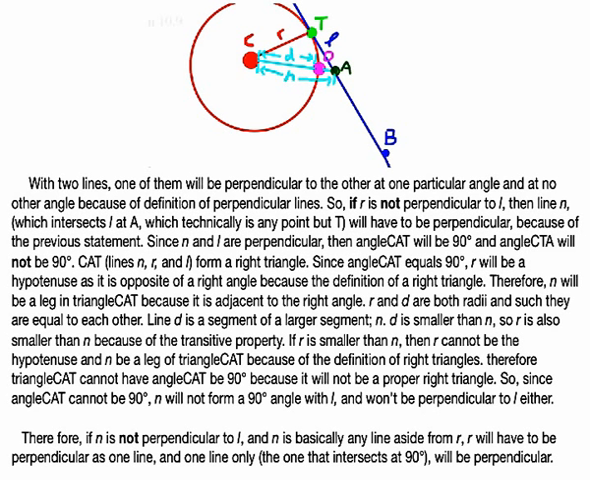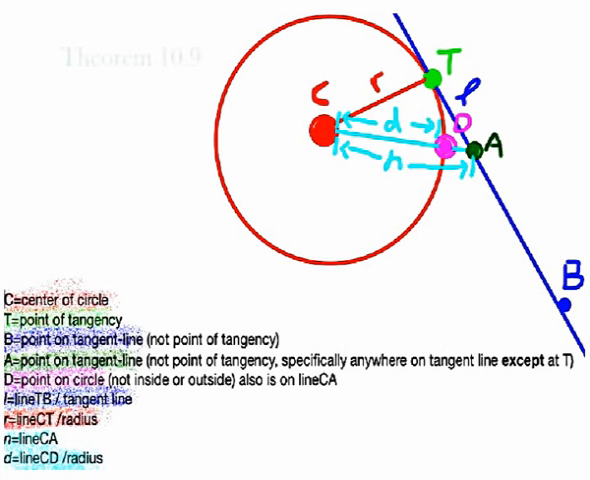So since angle CAT cannot be 90 degrees, N will not form a 90 degree angle with L, and won't be perpendicular to L either. Therefore, if N is not perpendicular to L, and N is basically any line aside from R, R will have to be perpendicular, as one line and one line only, the one that intersects at 90 degrees, will be perpendicular. So, one line and one line only will be perpendicular to L.